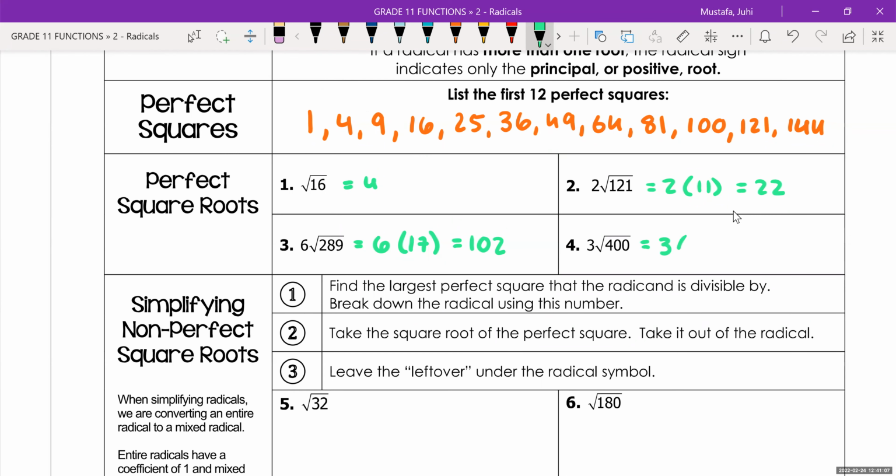Yep, so it'll just be 3 times 20, which is equal to 60. Okay, so that's our knowledge from grade 9 and 10. Now let's go on to harder questions. We have a couple of rules.